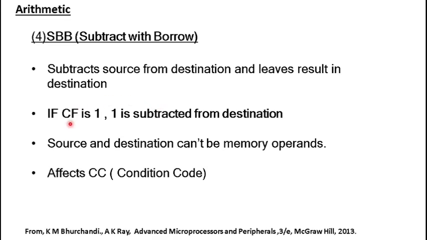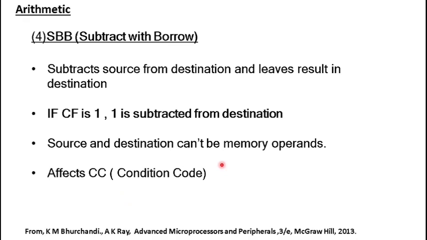If the carry flag is 1, 1 is subtracted from the destination and it is updated in the destination. What you have to note here is that in the case of SBB, that is subtract with borrow, CF is known as the borrow flag, or CF indicates the borrow condition. So if CF is 1, it indicates that a borrow of 1 is pending.